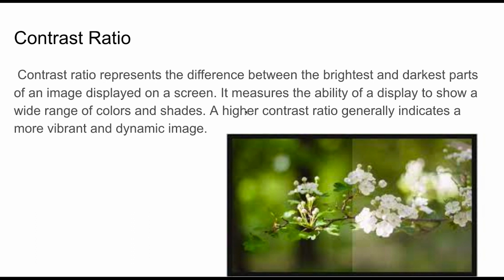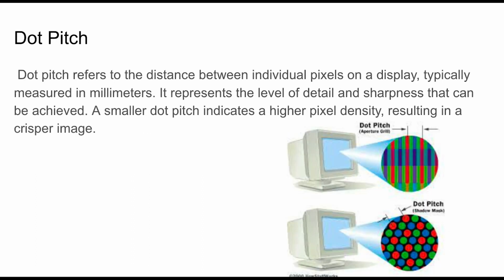Your contrast ratio is basically the difference between how much detail in your blacks you get. Contrast ratio represents the difference between the brightest and the darkest parts of an image displayed on the screen. It measures the ability of a display to show a wide range of colors and shades. A higher contrast ratio generally indicates a more vibrant and dynamic image. And down to the right, you can see the different contrast ratios. Dot pitch refers to the distance between the individual pixels on the display, and is typically measured in millimeters.